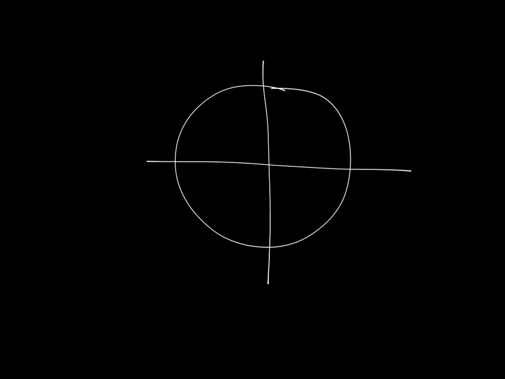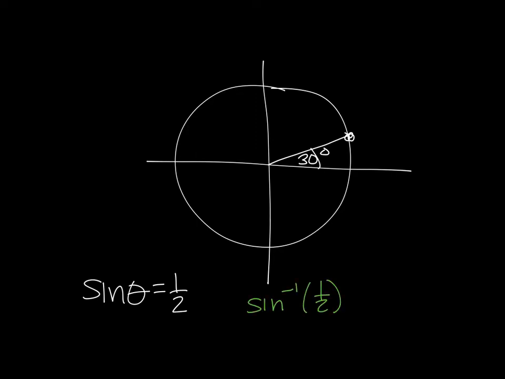If I draw the unit circle, let's just look at sine of an angle equals 1/2. That's going to happen at 30 degrees. So then that means I should say sine inverse of 1/2 equals 30 degrees. But you know what? That's not the only answer.